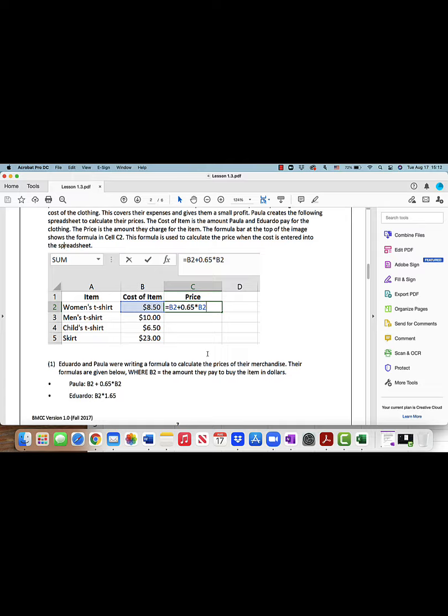All right, and Eduardo and Paula have different ways that they want to do so. So Paula is proposing the formula that's written right here, B2 plus 0.65 B2, while Eduardo is saying, well, we can just go ahead and multiply by 1.65 to get the result. All right, so who do you think is right? So take a moment and see which method would you use and explain why. All right, so again, they're trying to add 65% to the cost of the items.